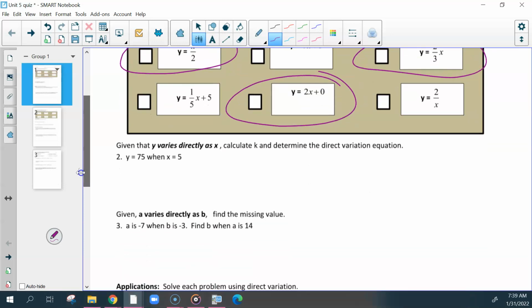Number 2, you needed to find K and find the direct variation equation. So we know our K is y over x. So we should be dividing these two. K would have equaled 15. And then once you get that 15, your equation should be y equals 15x. So looking for this work, this answer, and this equation. Questions on number 2?